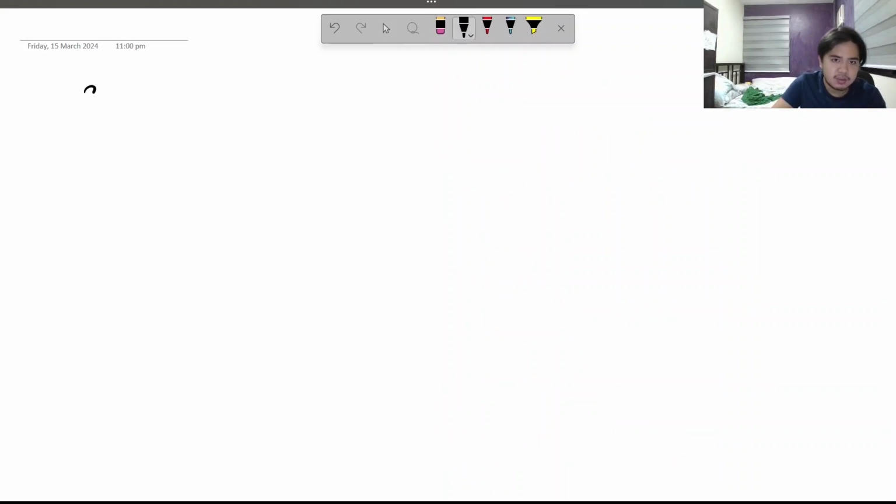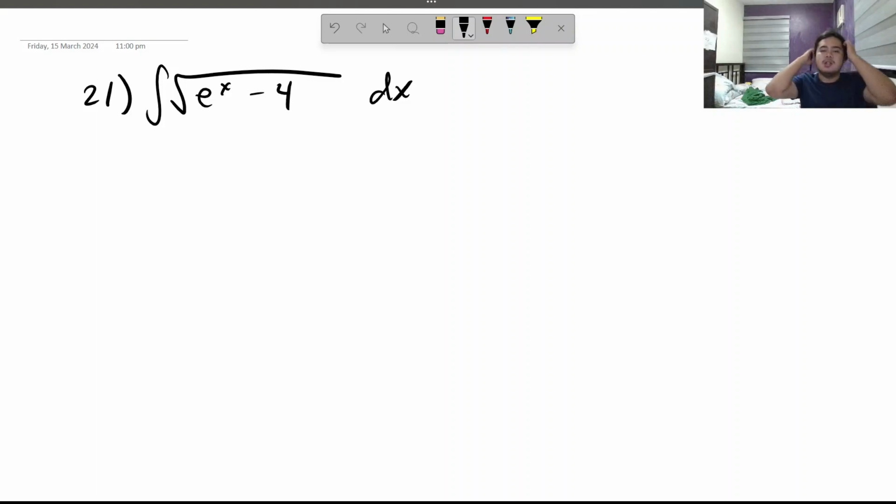Nice. Question number 21. Integral of the square root of e to the x minus 4 dx. Good. Now what about this? Square root of e to the x minus 4 sounds difficult. What if we do this? Square root of e to the x minus 4 equals u. Why do we do that? I don't know, just experiment with it. See where it goes. You can't make an omelet without breaking a few eggs, so to speak.